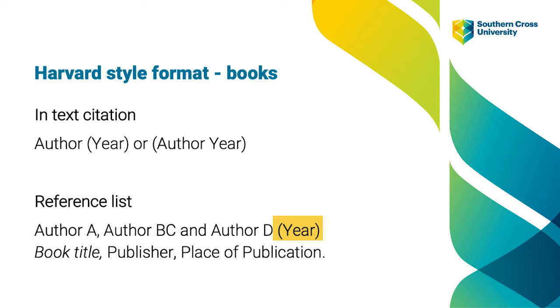After the last author's initial, we have a space before the year of publication, which is in brackets. This is followed by the title of the book, which is in italics and sentence case. Sentence case just means capitalizing the first word of the title and any proper nouns. Next, we have the publisher name, followed by a comma, and the place of publication, followed by a full stop.